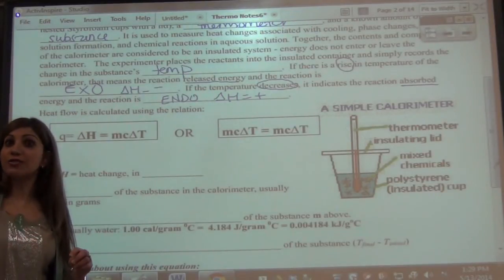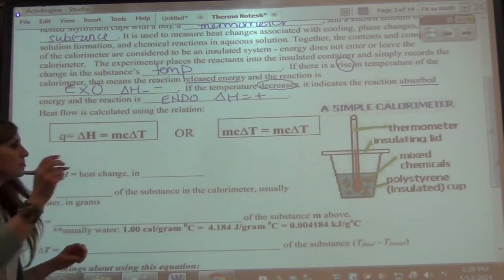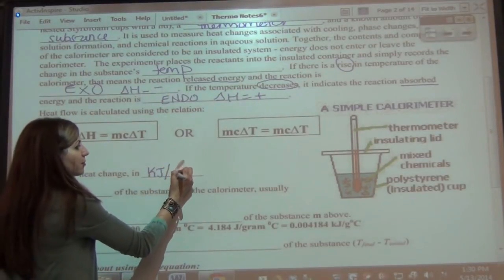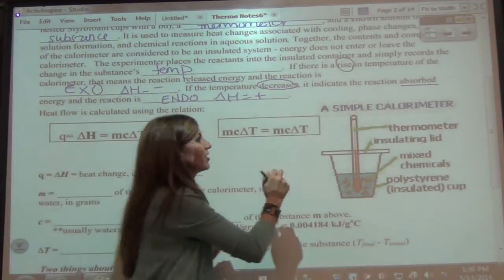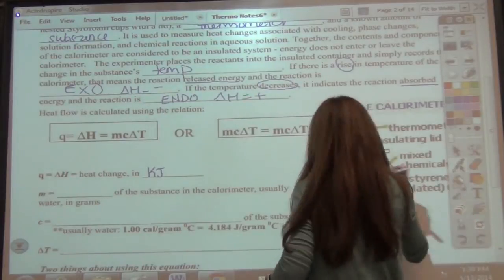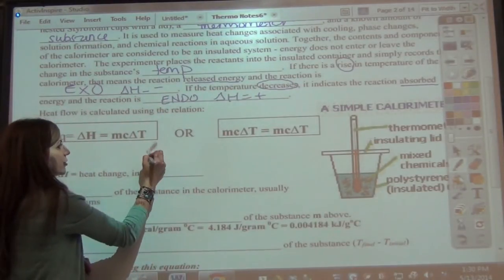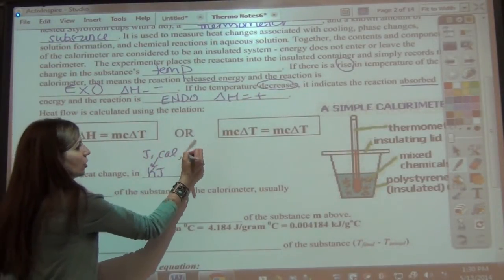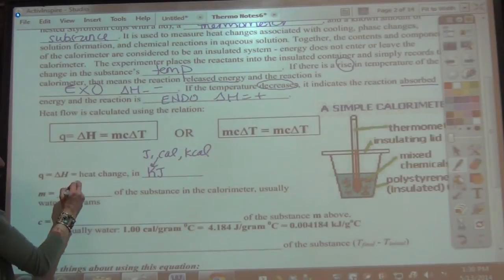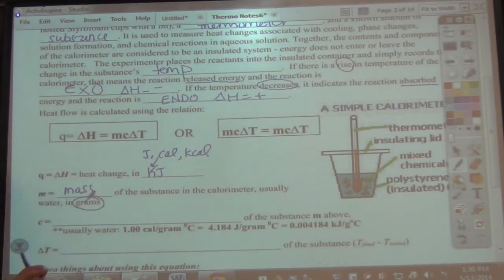Joules or calories. Awesome. So usually we'll use kilojoules per mole. Actually, I'm just going to leave it as kilojoules, because I'll tell you about the mole part later on. So just leave it as kilojoules. It can also be joules, calories, or kilocalories. It can be any one of those. What do you think M is in this case? We talked about the lake idea. M is probably the mass. Awesome. And the mass you're going to measure in grams.